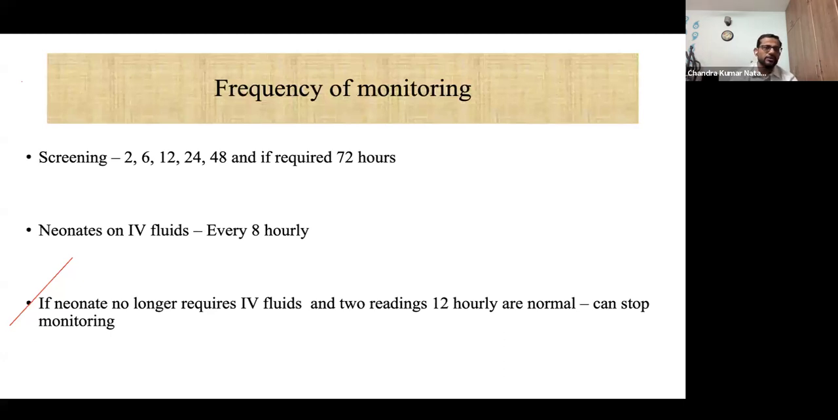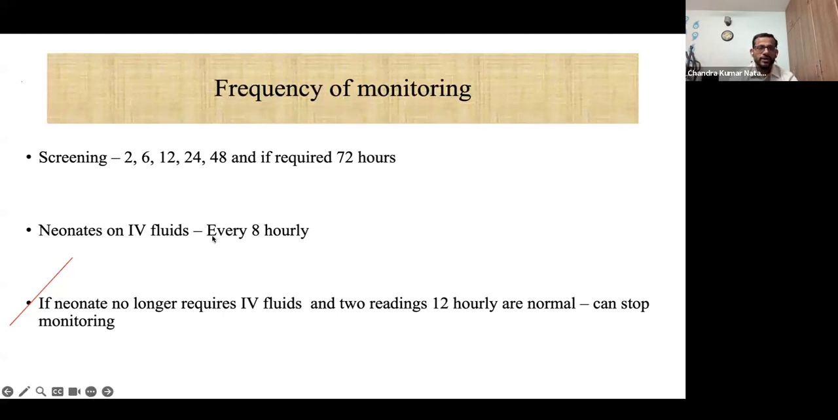Why it is timed like this is, in studies, it has been found that the lowest blood sugar level occurs after the cord is clamped and the baby is born. The lowest blood sugar level occurs by around 2 hours of life. So if you do blood sugar monitoring earlier, we may miss this lowest nadir which occurs in these babies. That's why it is timed at around 2 hours. But if the baby is symptomatic for any reason, even before 2 hours, you can do blood sugar monitoring.